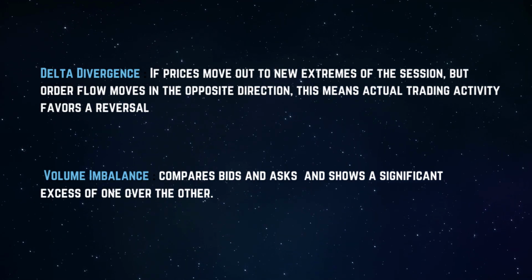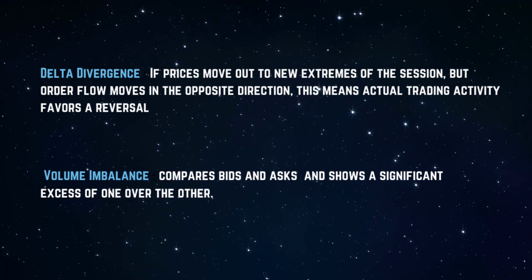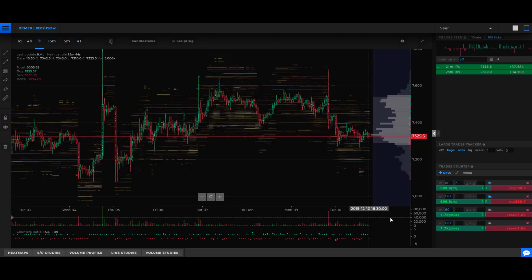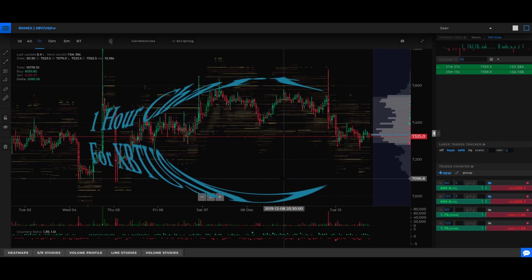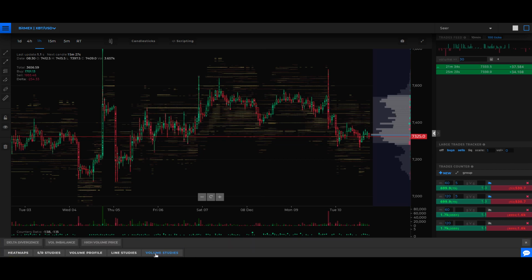Rather than explaining further, let's dive into the examples and try to understand how we're going to use this strategy. So here we're looking at the 1 hour chart on tensorcharts.com, and what you want to do is come down right here into this section where you have your heat maps, and we are interested in the volume studies. I'm going to switch on the volume imbalance and the delta divergence here.